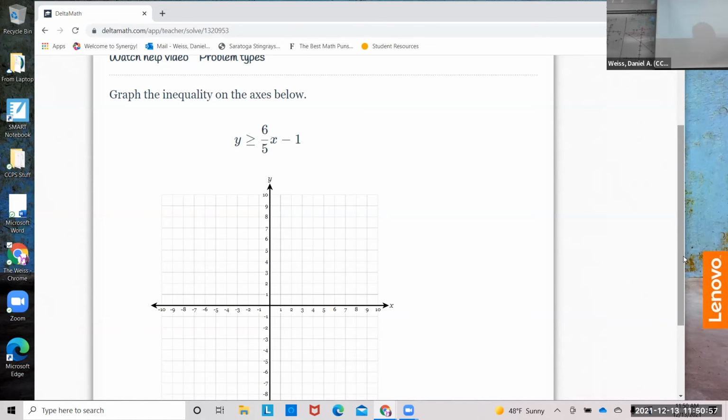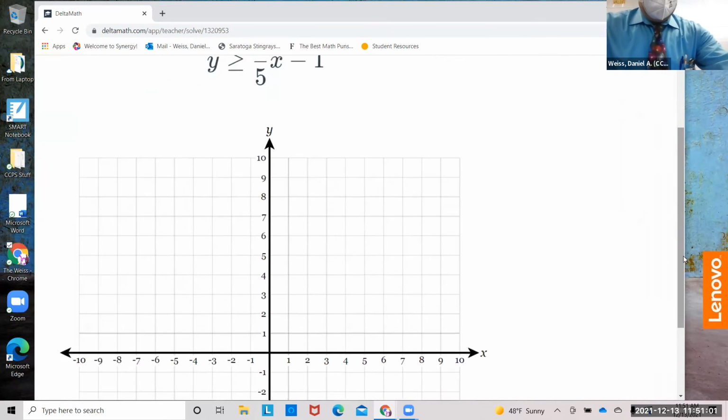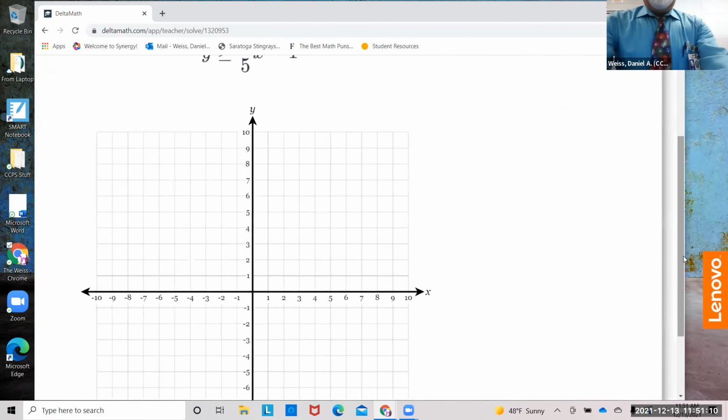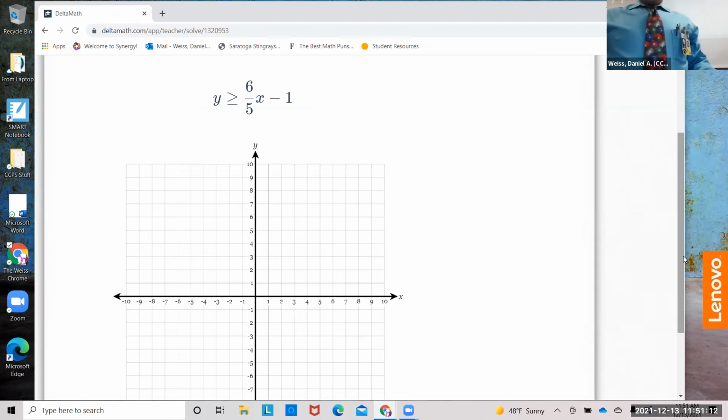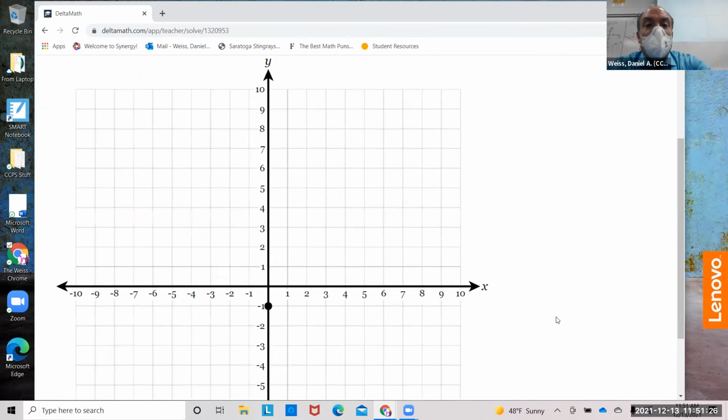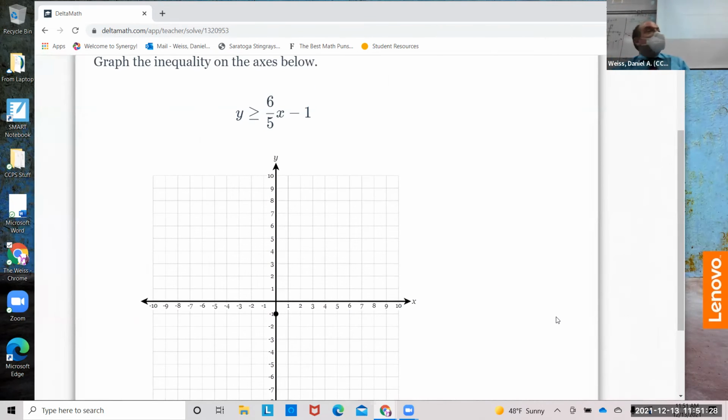Y is greater than or equal to 6/5 x minus 1. Okay, so where am I going? Where's the intercept? I don't have to subtract anything. It's already in the form of y equals, right? -1 is my intercept, right? I'm going to put a dot at -1. Okay, now what's my slope?